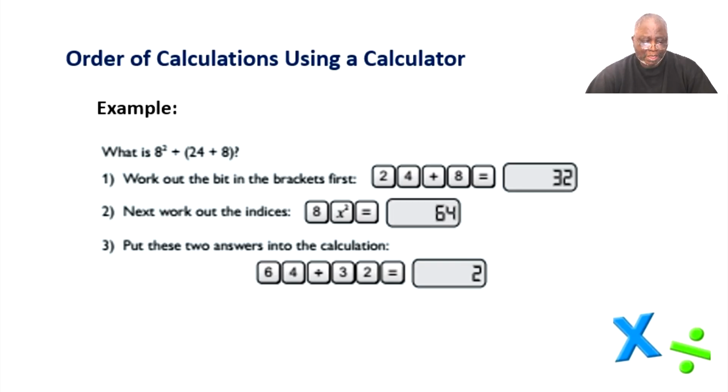And then next you work out the indices, that is the square. 8 squared, the key for 8 squared in your calculator is x squared. So you type 8 followed by x squared. You press enter or equals, you'll have 64. 8 times 8 is 64. Check your number patterns for the 8 times table. Put these two answers into the calculator. 64 divided by 32 is equal to 2.